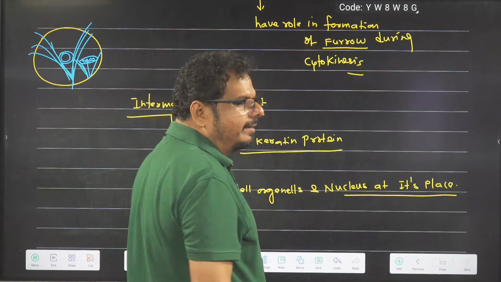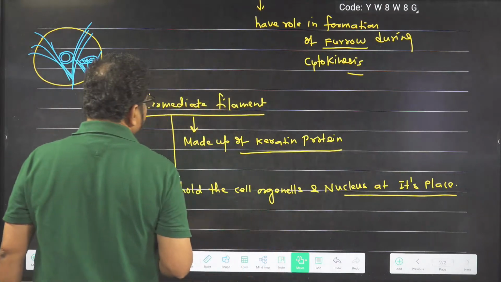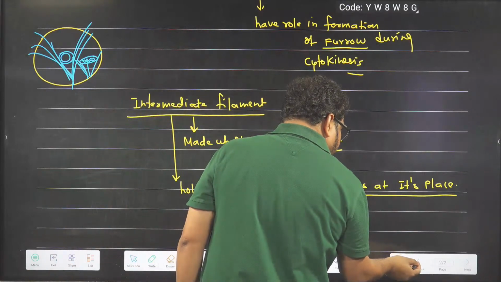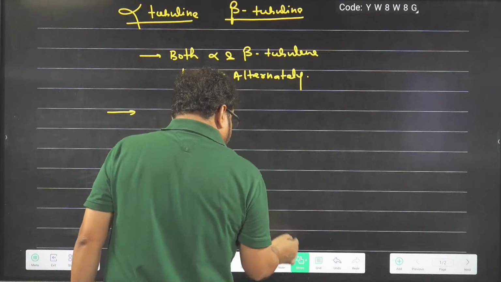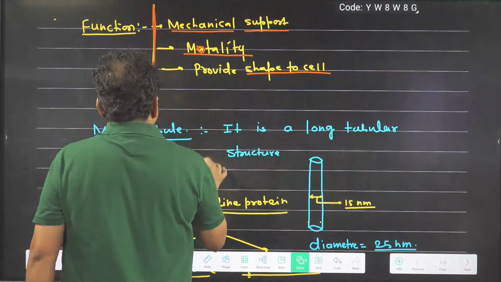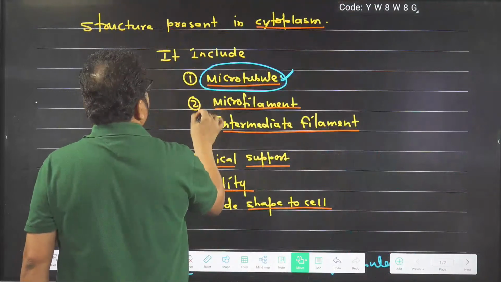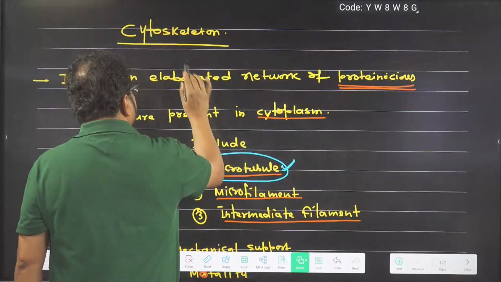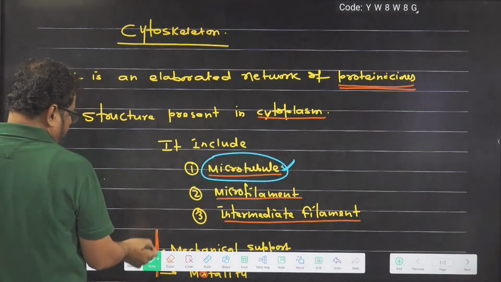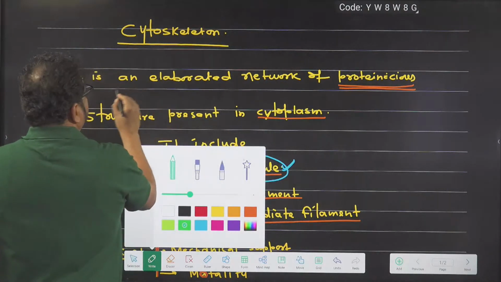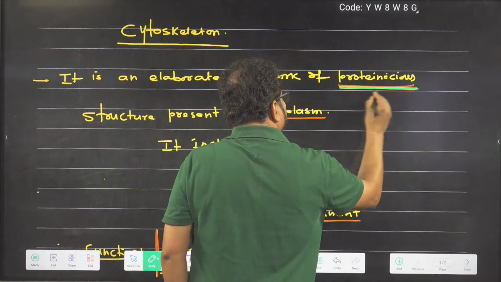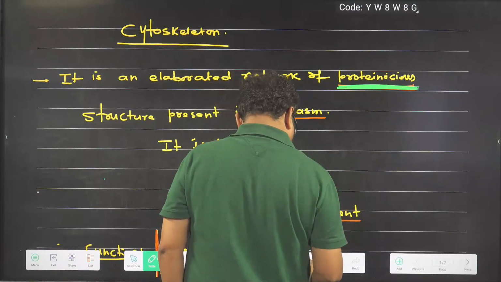Is cytoskeleton present in both plant and animal cells? Yes, true. Now, once a student told me, sir, I didn't understand microtubule. But that much is not going to come in the exam. I am giving you a recap of what I told. In the NEET exam, only that much information came. What I wrote: cytoskeleton is an elaborated network of proteinaceous structure. Usually people will not ask you which protein.